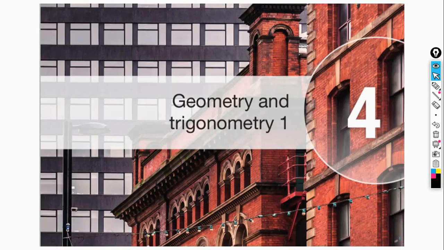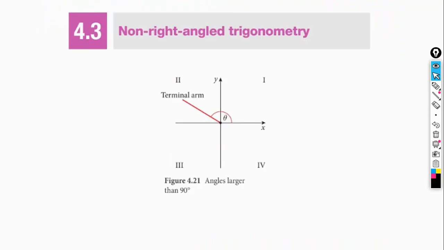Hi everybody, in this video we continue with Chapter 4, Geometry and Trigonometry 1, specifically Section 4.3, Non-Right-Angled Trigonometry. So the first thing we're going to do is look at this figure over here, and you will notice that there's an angle theta.